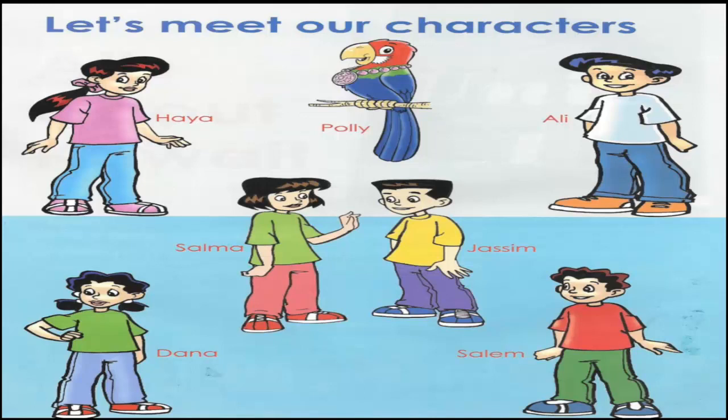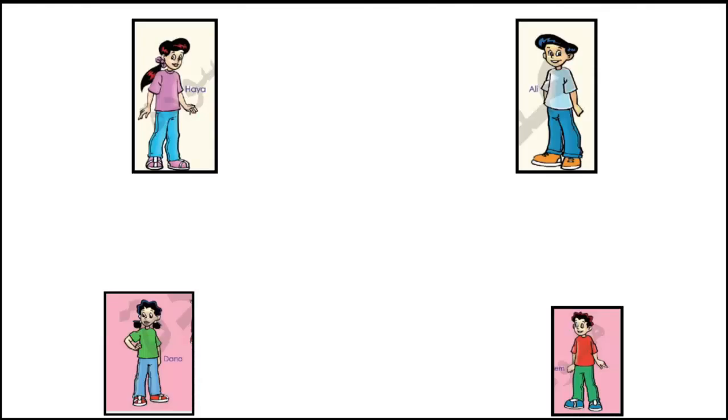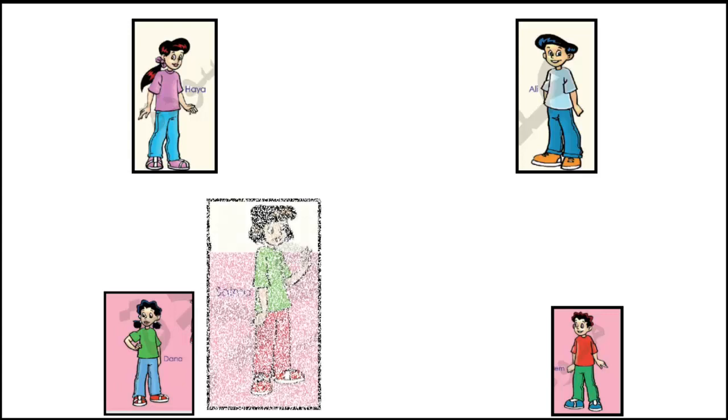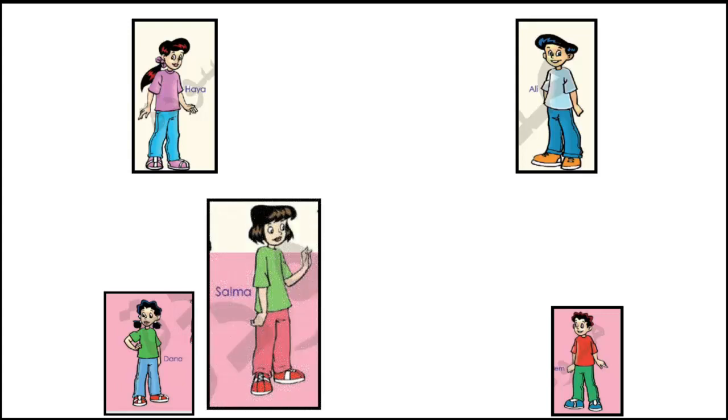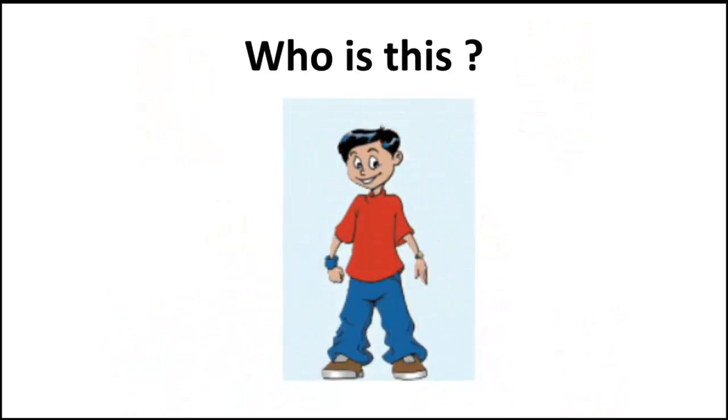As we know, last year we had four main characters: Ali, Haya, Salim, and Dana. This year we have three new characters. They are Salma and Jasim, and they are Haya and Ali's friends. Okay, if I ask you, who is this? Yes, very good. He is Ali.